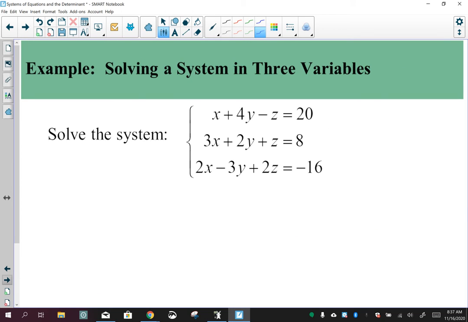So in solving a system of 3 variables, again, you're going to use your calculator for this. So you're going to walk through your calculator, you're going to put this in, and you're actually going to wind up with an answer.